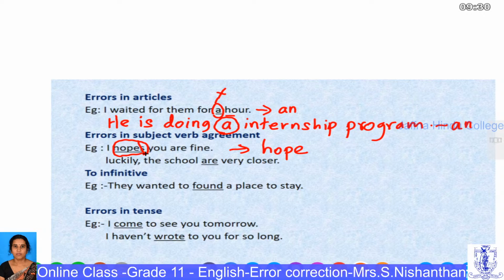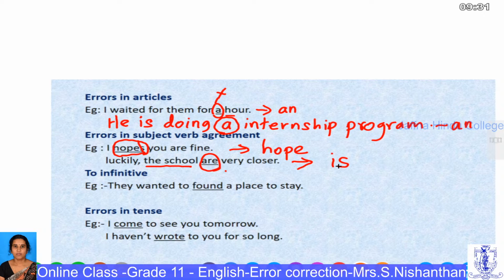"Luckily the school are very closer." Here, what is the subject? The school. The subject is singular, so the be verb we use should also be singular. The school is very close. And then there may be some errors with infinitive forms.